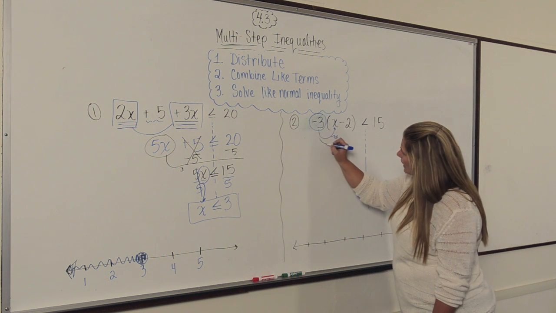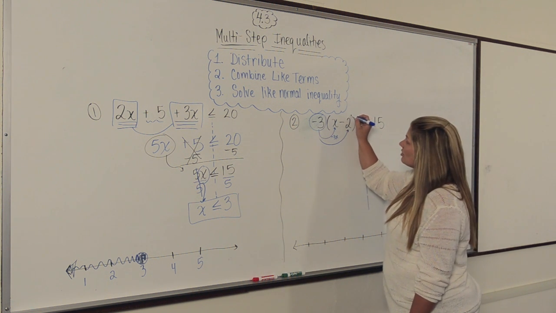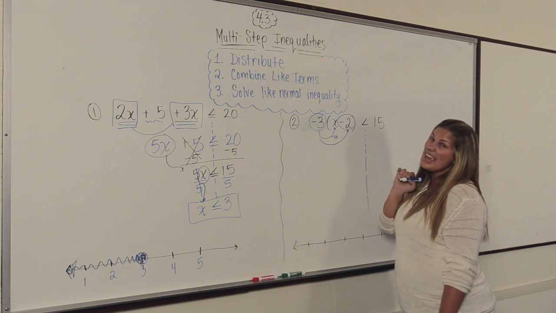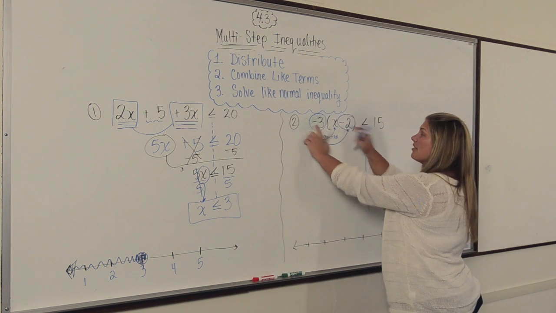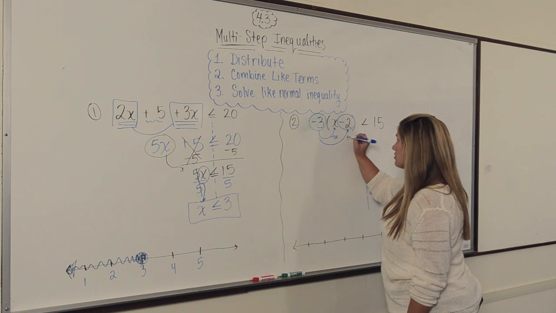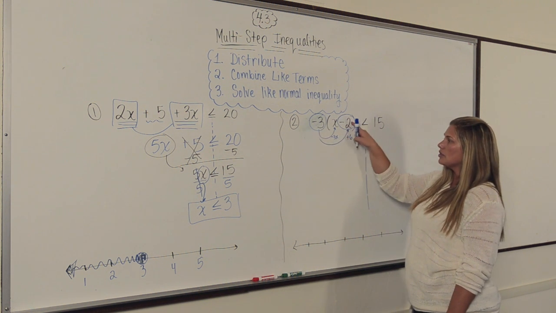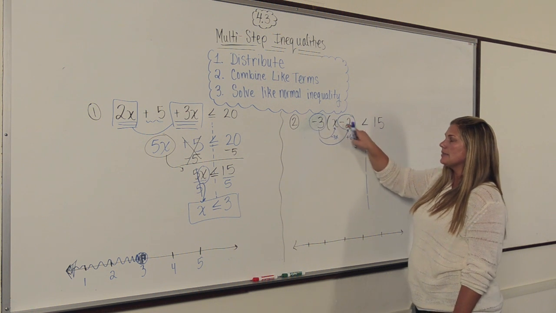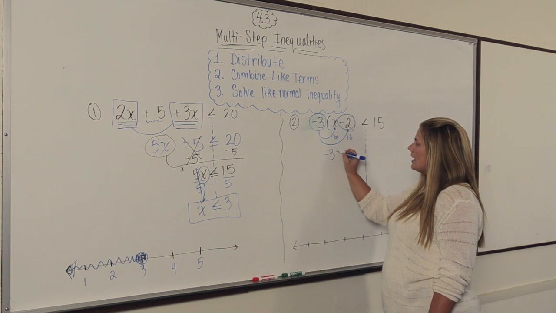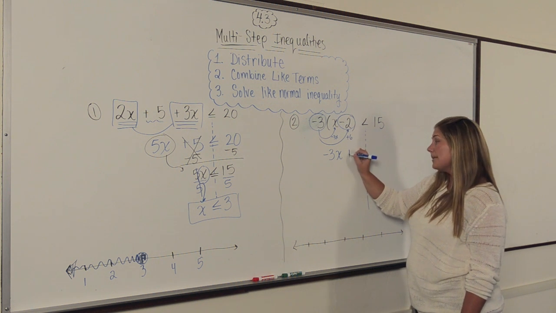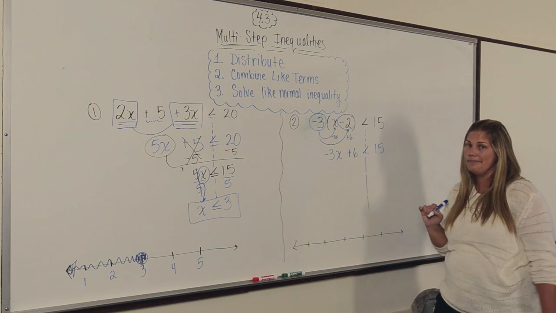And then negative 3 has to multiply this 2. But remember, it's not a 2, it's a negative 2. And when I have a negative times another negative, I'm going to actually get a positive 6. 3 times 2 is 6, and the negative times the negative cancel out. So my new problem is negative 3x plus 6 is less than 15.